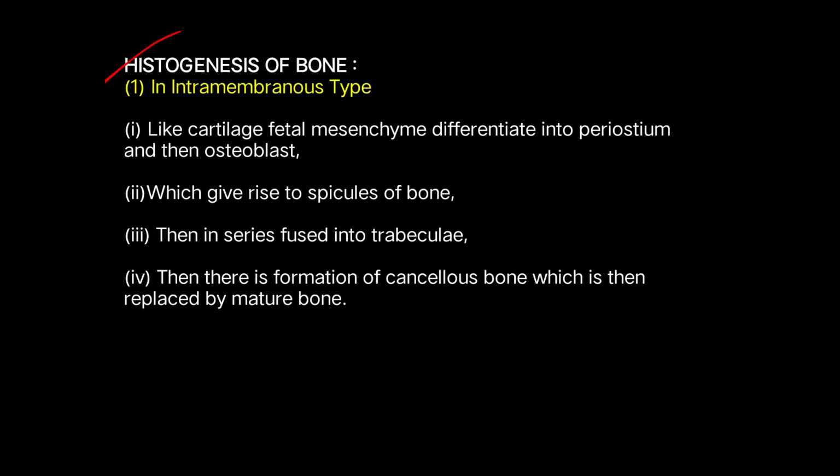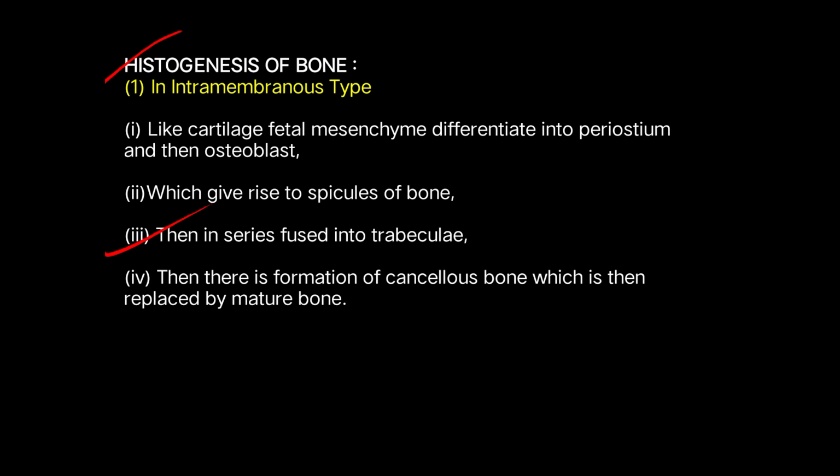Now osteogenesis. First is the intramembranous type. Like cartilage, fetal mesenchyme differentiates into periosteum, and then osteoblast, which gives rise to the spicules of the bone, and then in series they fuse into trabeculae, and there is formation of cancellous bone, which is then replaced by mature bone.